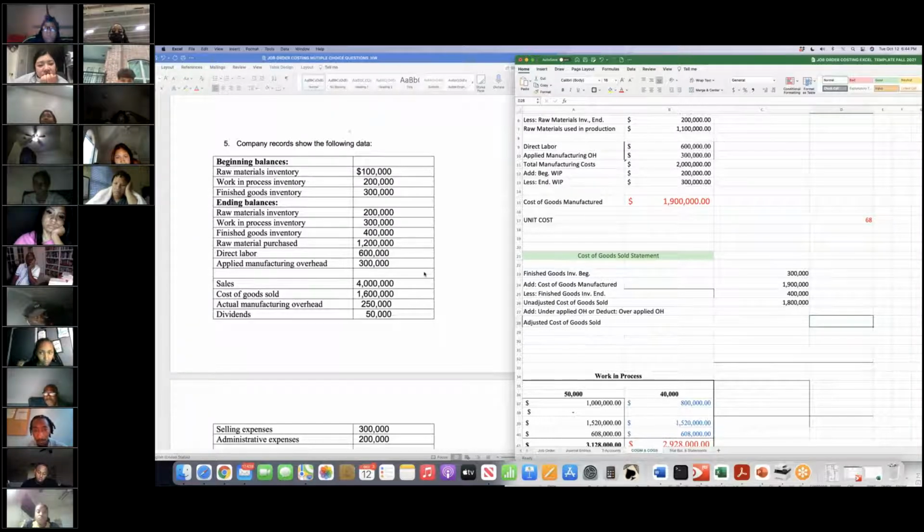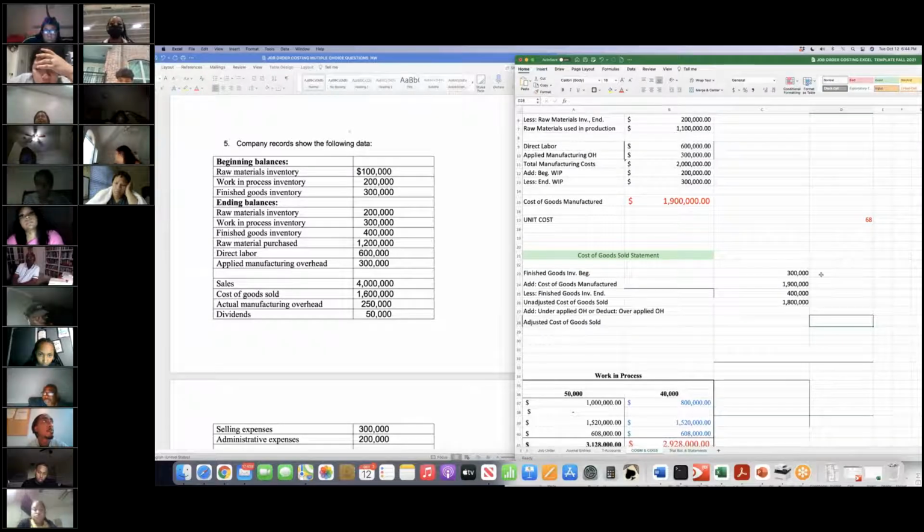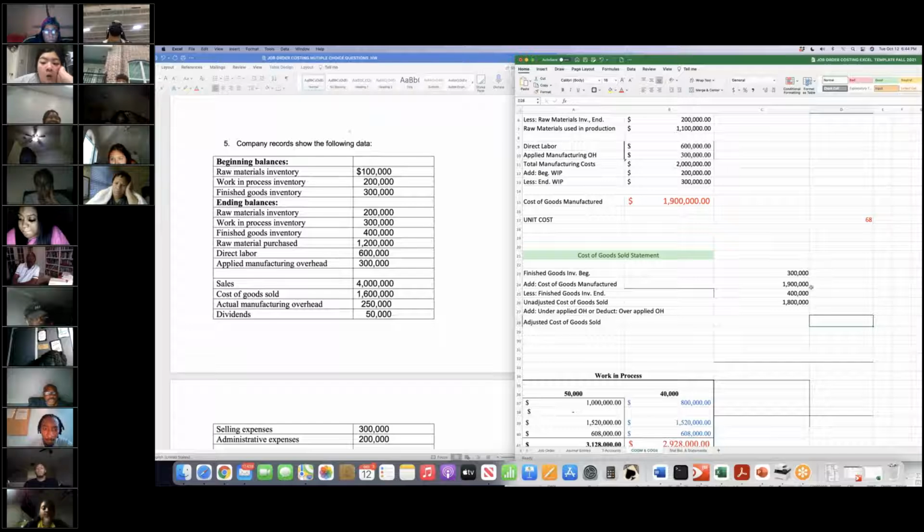Can you go over how the unadjusted cost of goods sold is 1,800,000? Beginning inventory, 300. Cost of goods manufactured, 1,900,000. So that's 2,200,000. And then you subtract the finished goods ending inventory, 400,000. That gives you 1.8 million.